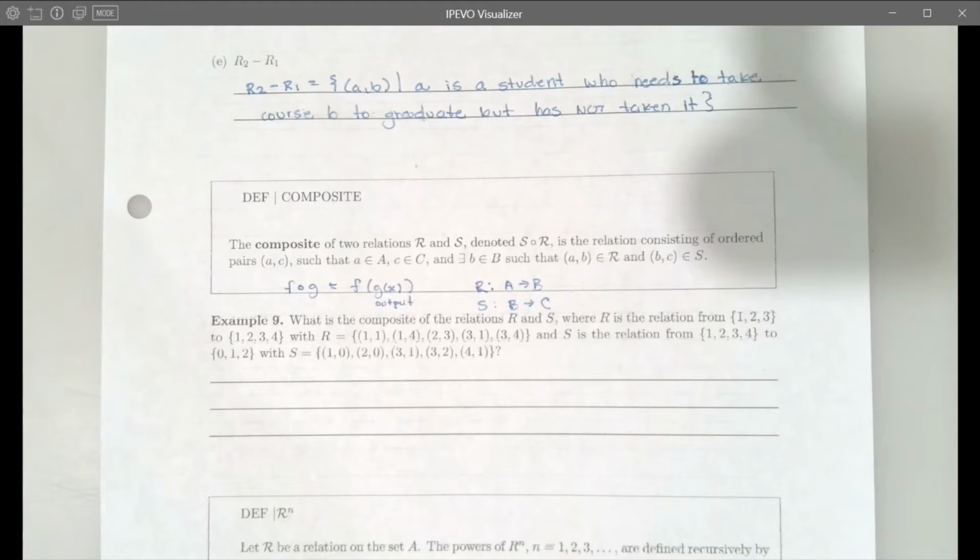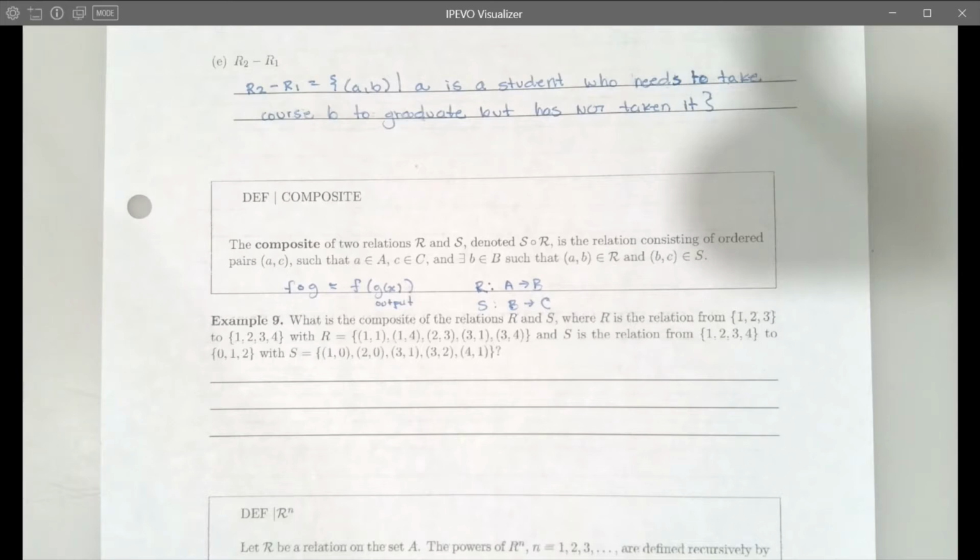Okay, so let's take a look at a numeric example to make better sense of this. Example 9 reads, what is the composite of the relations R and S, where R is a relation from {1, 2, 3} to {1, 2, 3, 4}, and R is defined by elements (1,1), (1,4), (2,3), (3,1), and (3,4), and S is a relation from {1, 2, 3, 4} to {0, 1, 2}, with S being defined by elements (1,0), (2,0), (3,1), (3,2), and (4,1).